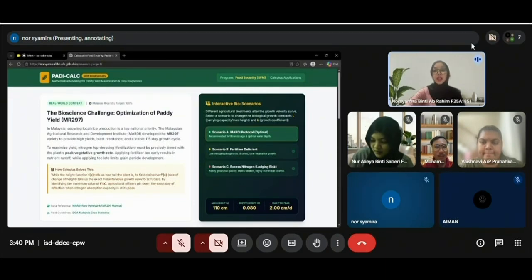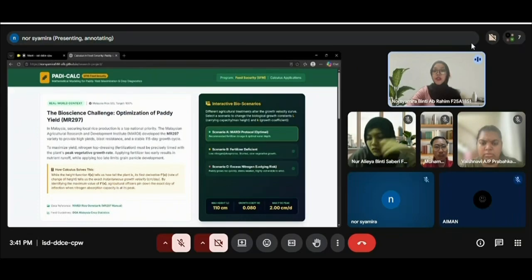So today I want to talk about the Bioscience Challenge. Why did I choose this title? Because of boosting food security. First, boosting food security is focused on maximizing the yield of Malaysia's MR297, a rice variety, to help the nation become self-sufficient.